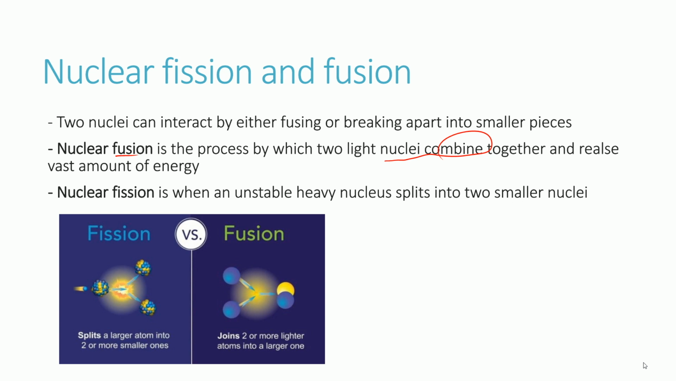combines. Now, nuclear fission is sort of the opposite. It's when an unstable, big and large nucleus splits apart into two smaller nuclei, which is what we're exemplifying here in this diagram. One becomes two, or even more, so you've got fission and fusion, which are a little bit different from each other.